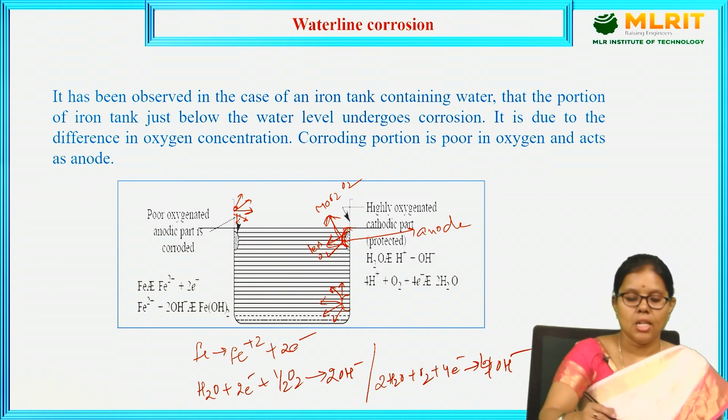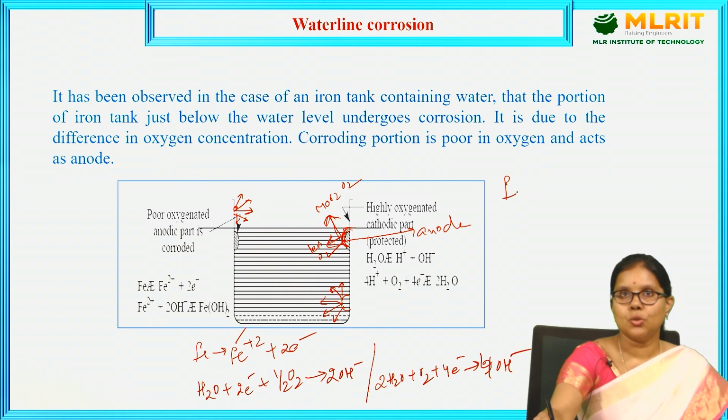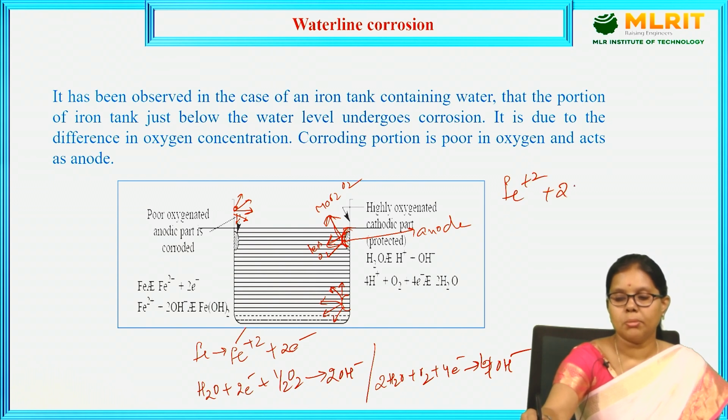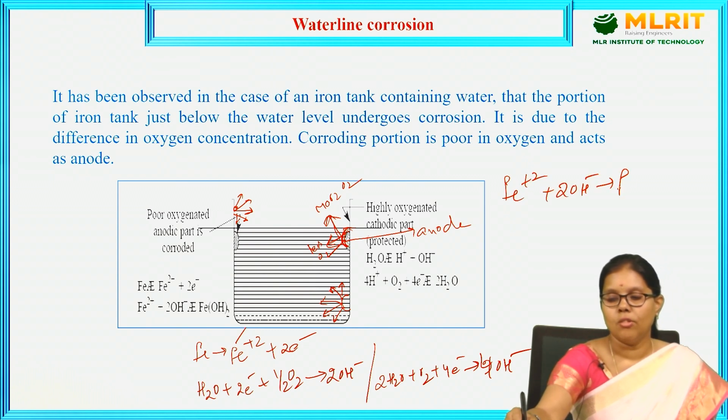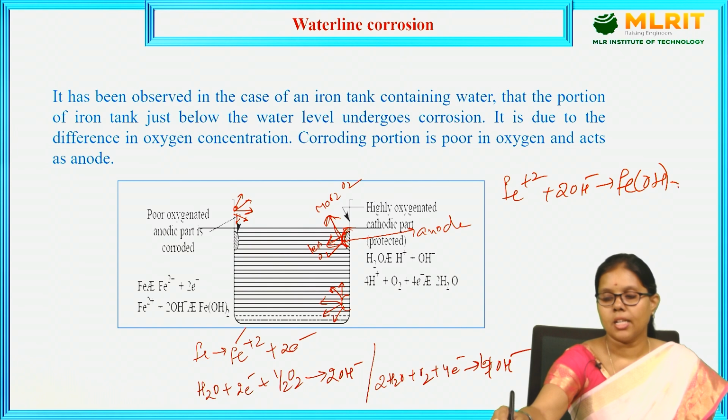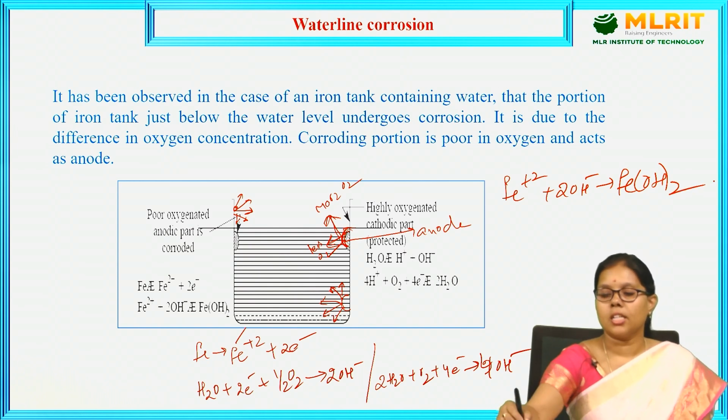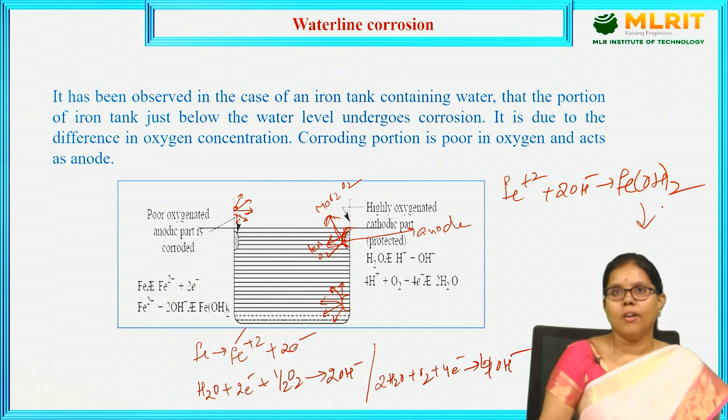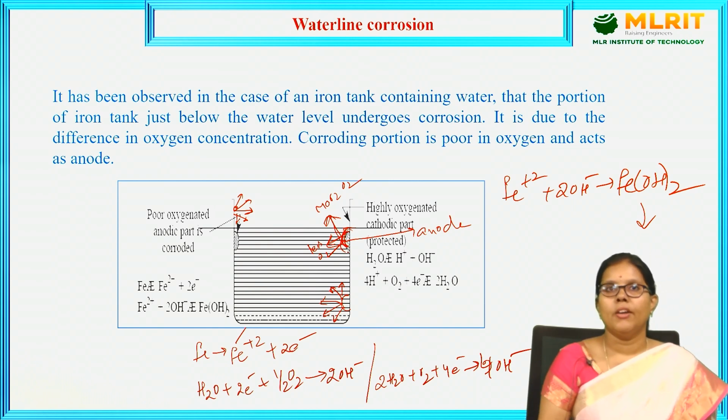In this way, Fe2+ and 2 OH minus ions combine to give ferrous hydroxide. Ferrous hydroxide further leads to ferric oxide, or rust. So we can notice the rust just below the water level, where oxidation takes place and the metal dissolves as ferrous ion. Let us move to the next topic.